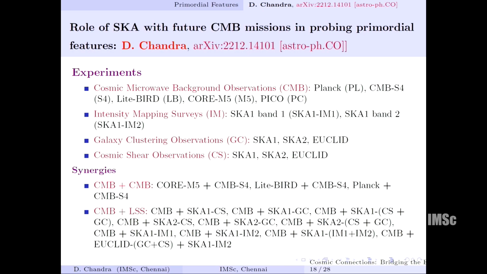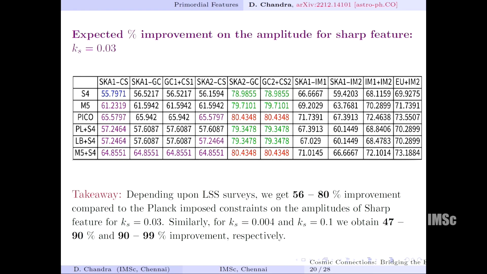In the next work related to features, we have kept the feature model the same and kept the CMB experiments intact. We only changed the large scale structure experiment, and here we have considered 10 different large scale structure datasets to analyze how they improve the bounds. Depending upon the LSS experiments, we are achieving from 56 to 80% improvement in the bounds compared to the Planck-imposed bound for scale 0.03, and for scales 0.04 and 0.1 we are getting 47 to 90% and 90 to 99% improvement.